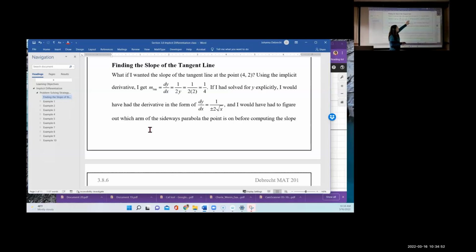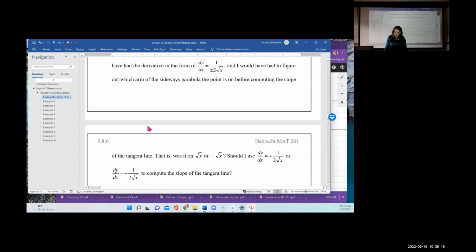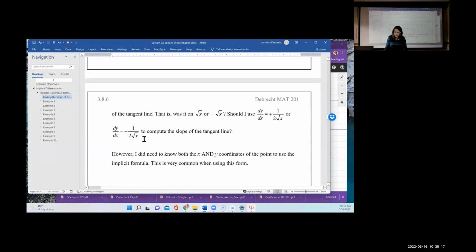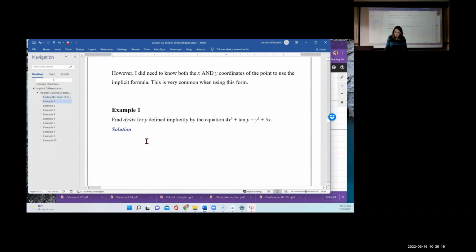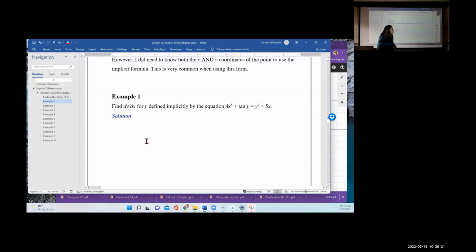which gives the slope 1/4. Notice if I had solved this explicitly, I would still have a plus or minus, and I wouldn't know which part of the graph it's on, and I would have to figure that out from the context. I would have to look at the graph, decide if the slope's supposed to be positive or negative, and then figure out which one it is. So there are some advantages to doing the implicit formula, right? However, you did have to know both the x and y coordinate to use it.